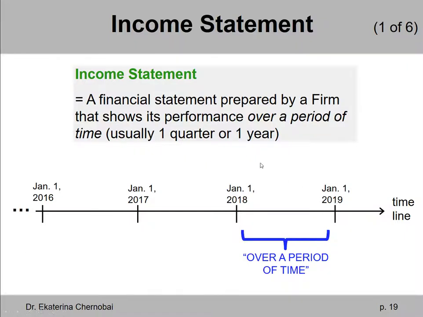Now let's review an income statement, the second financial statement that firms are required to report, typically every quarter or maybe every year. And it shows a company's performance over a period of time, in very general terms. So usually over 1 quarter or over 1 year. So maybe between January 1st, 2018 and January 1st, 2019.